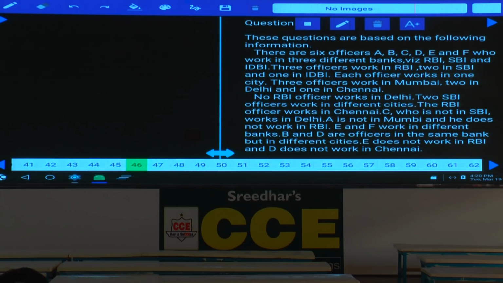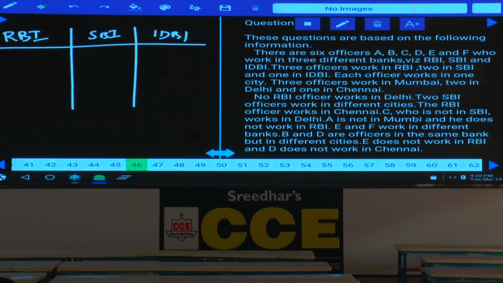Now how many persons are there? 6 persons working in only 3 banks, and it comes under which category? Distribution, common parameter. Whenever it comes under common parameter distribution, we need to divide according to the parameter only. RBI, the next one SBI, and the next one IDBI. Isn't it? Now these 6 persons are working in these banks.